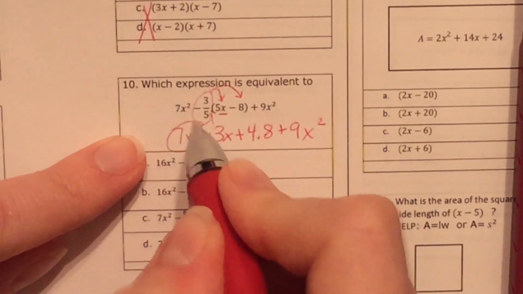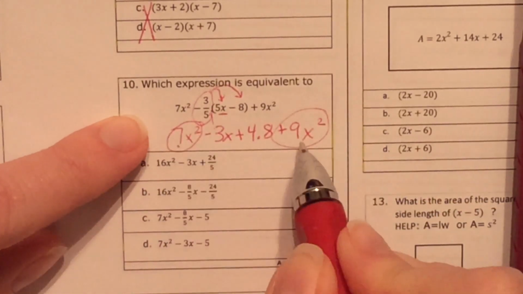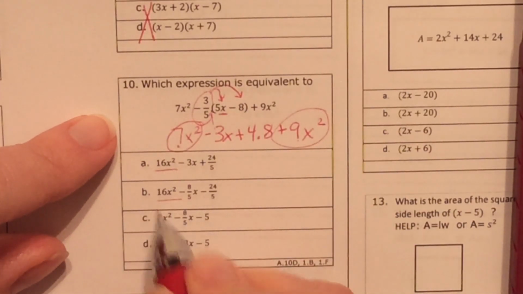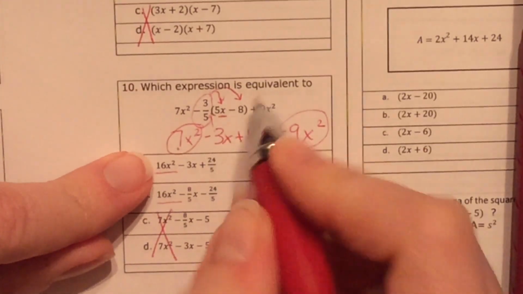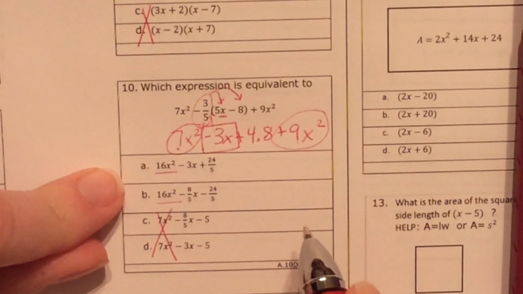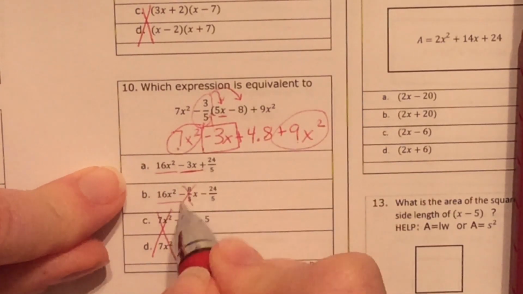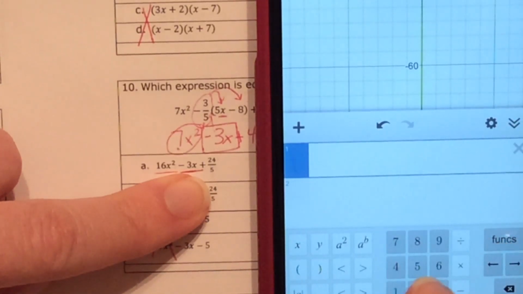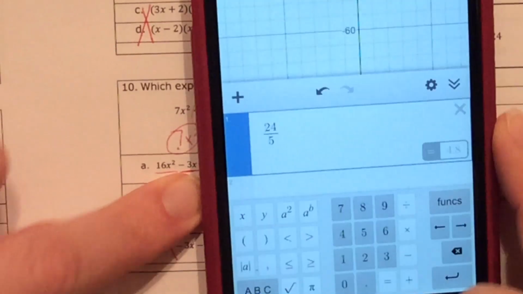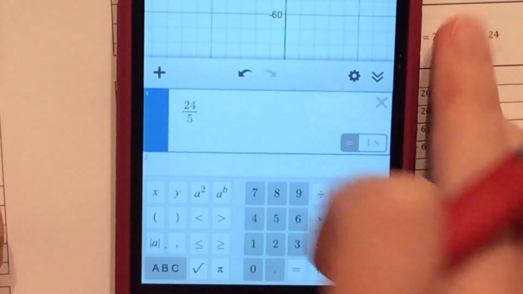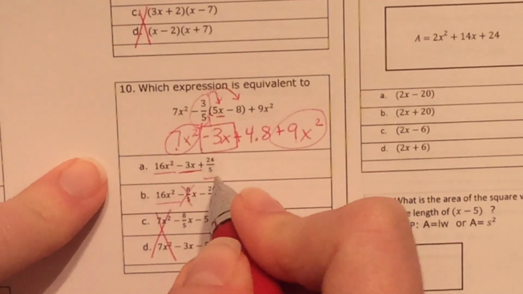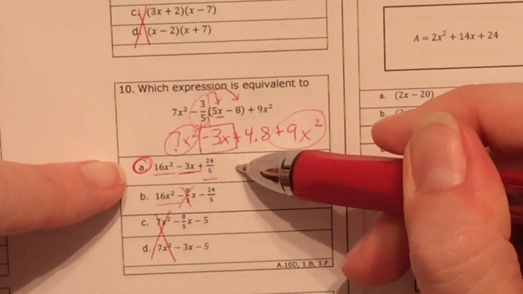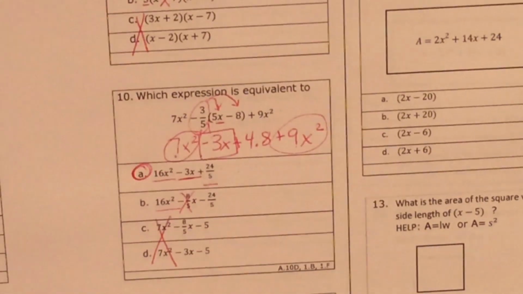So now I'm going to put my x squares together. You have 7. You have 9 more. How many do you have all together? You're going to have 16 x squares. So not these. Then we go to our next group, our x's. You have negative 3x. That's right here. Not this. And then if you want to check to see if that is the same thing, you can just type it in. 24 divided by 5. And did it give us the same thing? It gave us 4.8. So that means that they are equivalent. And you can type in this on Desmos and your answer, and they should overlap again so that you can check yourself and make sure that you're right.